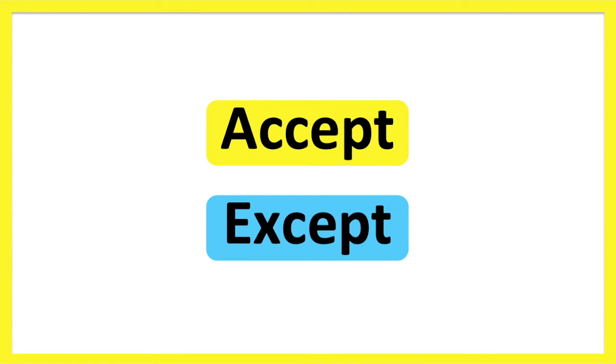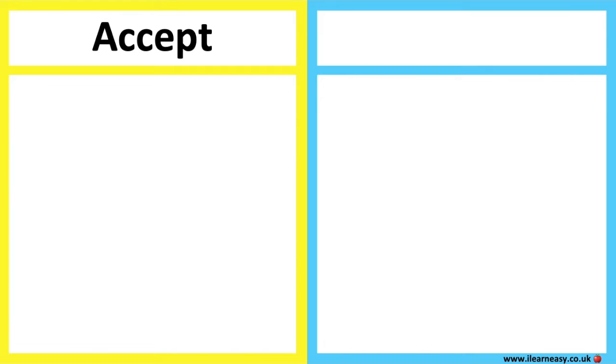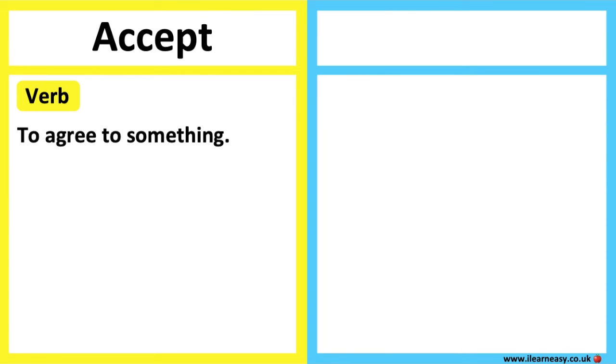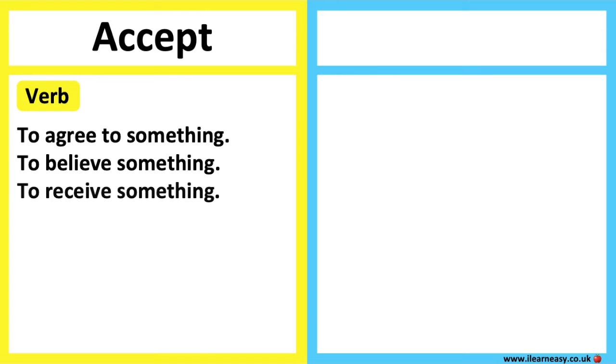Accept, except. In this video, we will learn the difference between these two words. Accept. Accept is a verb. It can mean to agree to something, to believe something, or to receive something.